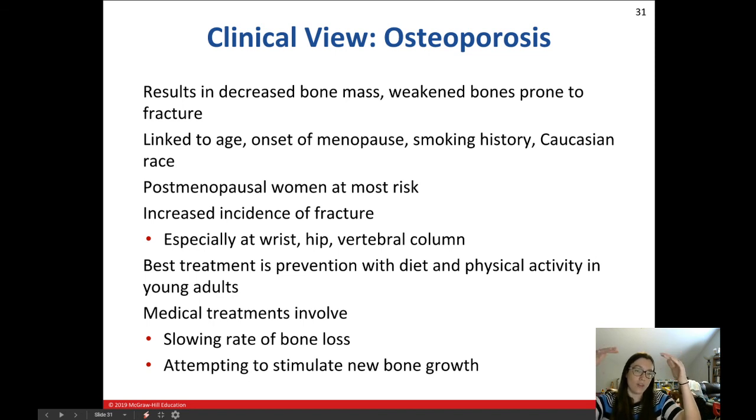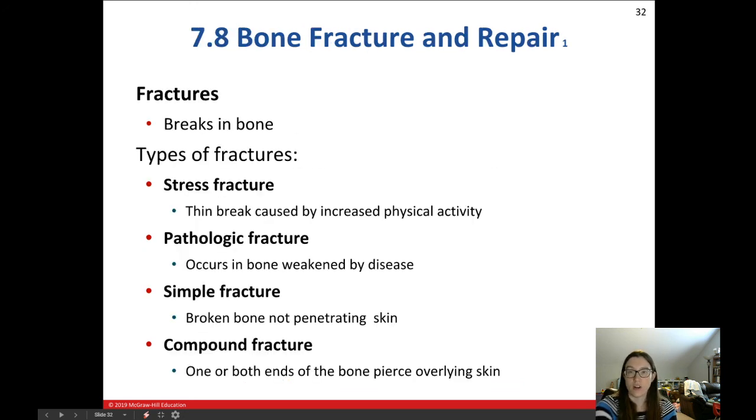If you start with less bone mass and then you start losing it, you'll more quickly go towards osteoporosis. Whereas if you start with more bone mass, then you're at a better spot. There are some medical treatments that involve slowing the rate of bone loss or attempting to stimulate new bone growth. So talk to your doctor about those.